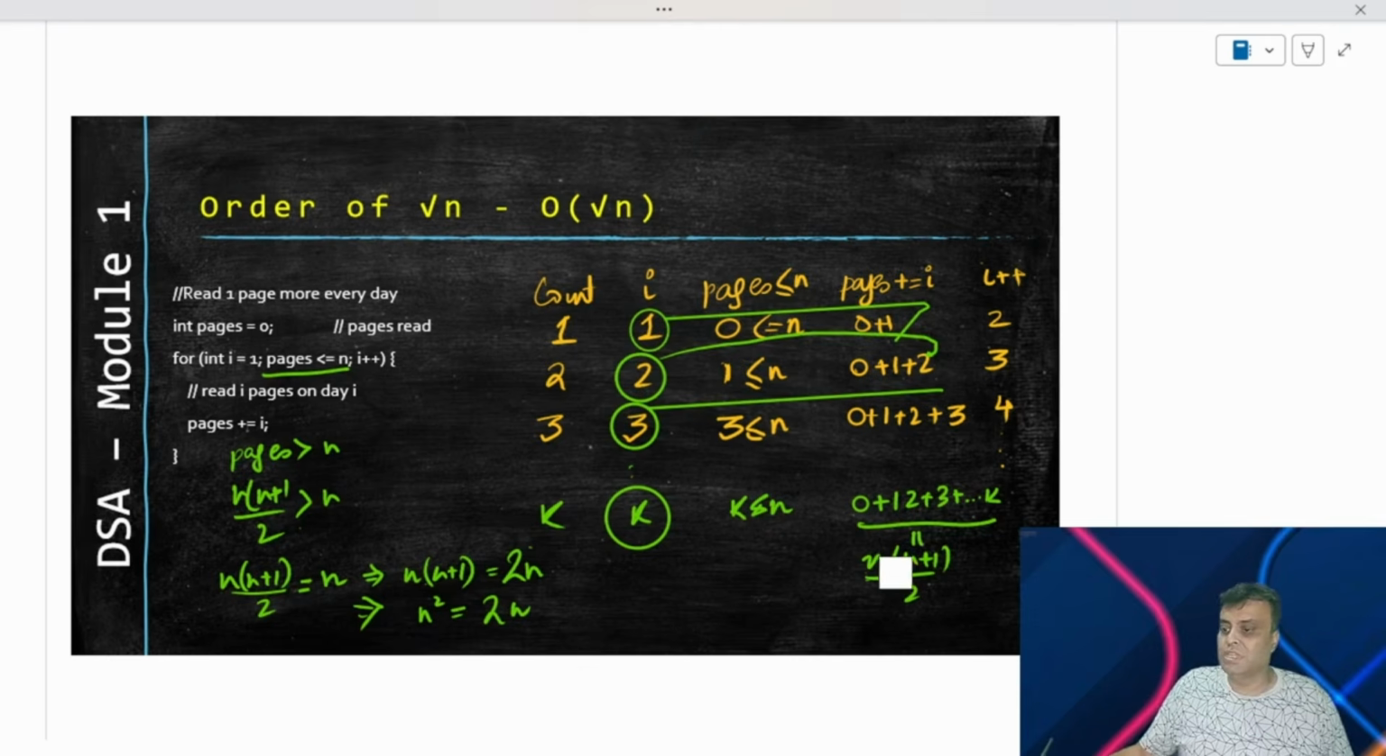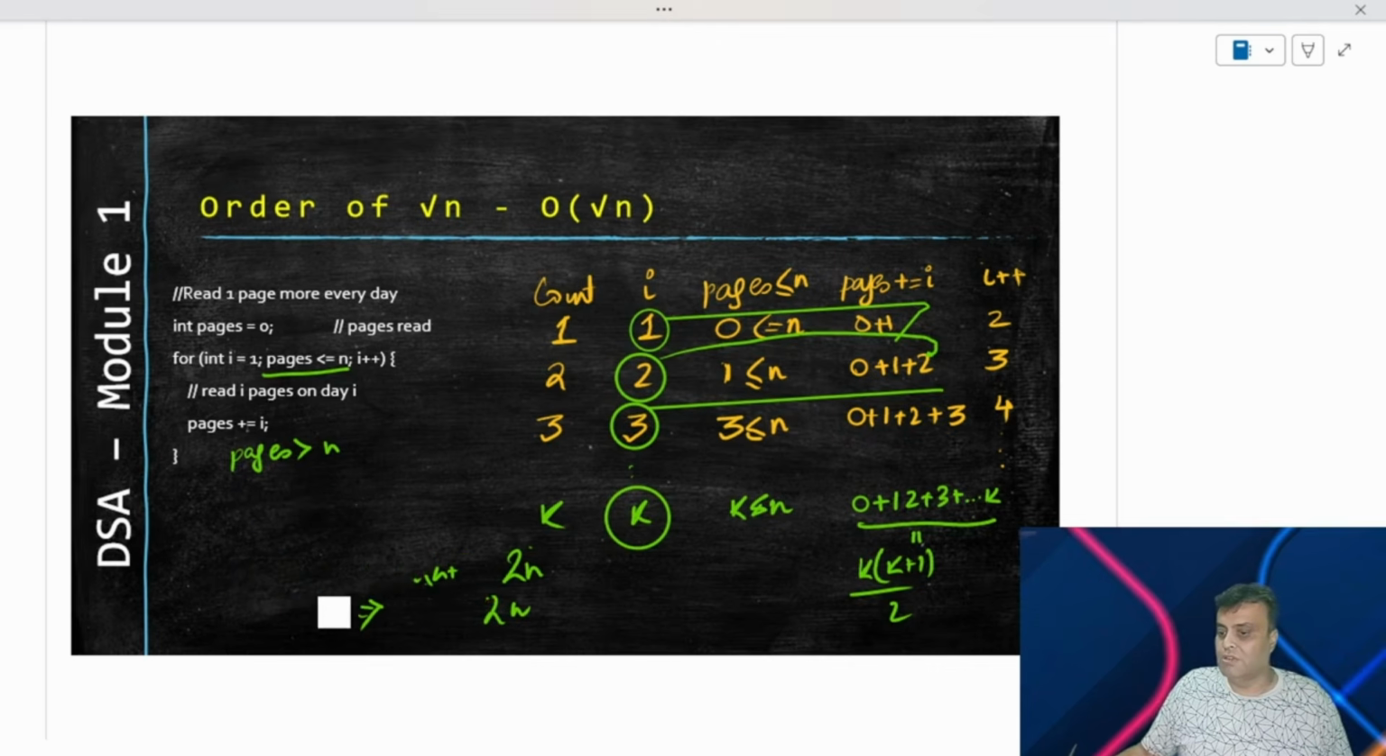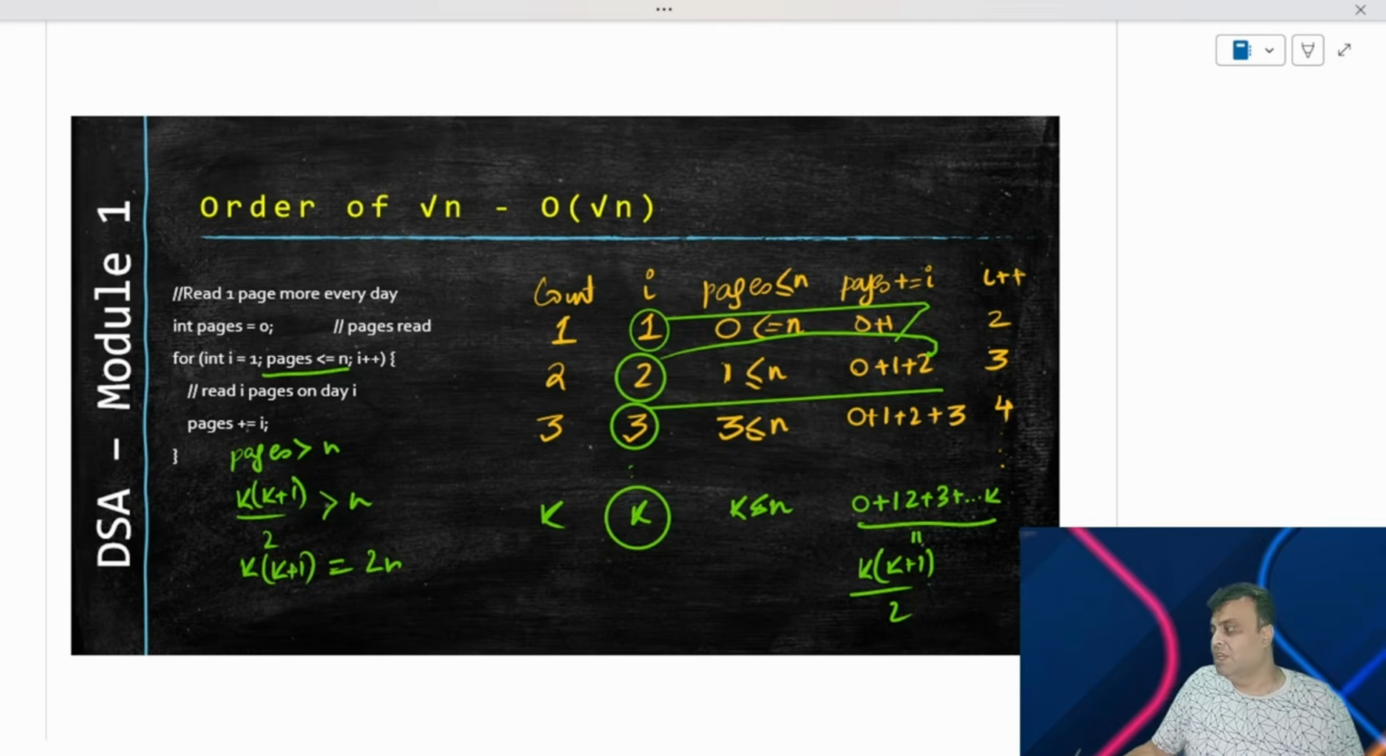So if we actually correct that mistake, then we can say that this is equal to k into k plus 1 by 2. And if that is k into k plus 1 by 2, then my condition is pages is greater than equal to n. Rest of the things will remain the same as I did it, right? It will be greater than n. I'll keep it at k, and I will say that k into k plus 1 is equal to 2n. Equal to why? Because I'm eliminating greater than from an inequality complexity standpoint, and I'm saying just after this equal to, it will stop, right?